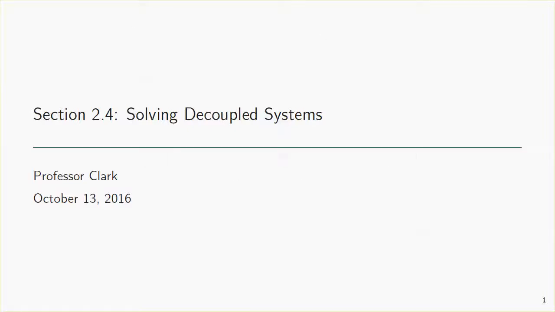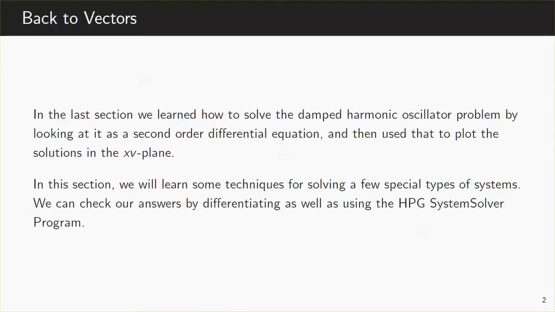All right, let's learn how to solve some decoupled systems of differential equations today. This is section 2.4. In the last section, we learned how to solve the damped harmonic oscillator problem, which was also a system, but we were able to find a solution without thinking about it in a systematic way. Today we're going to look at other kinds of systems that can also be solved if you look at them the right way.